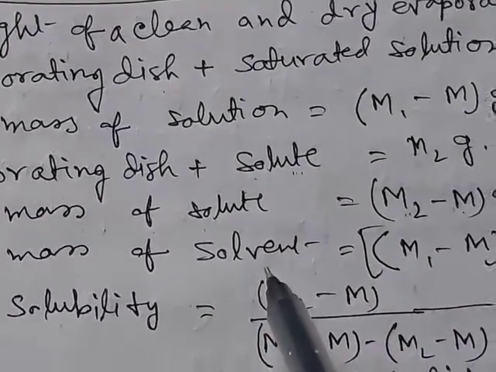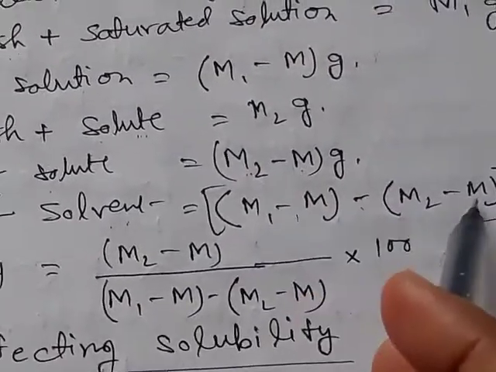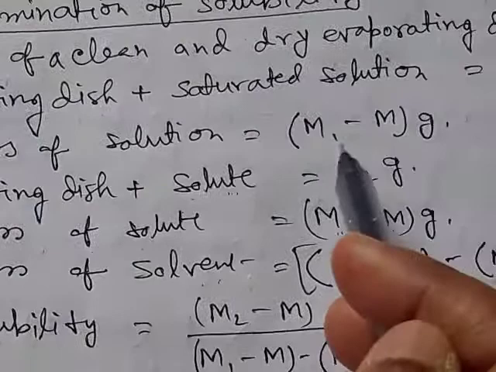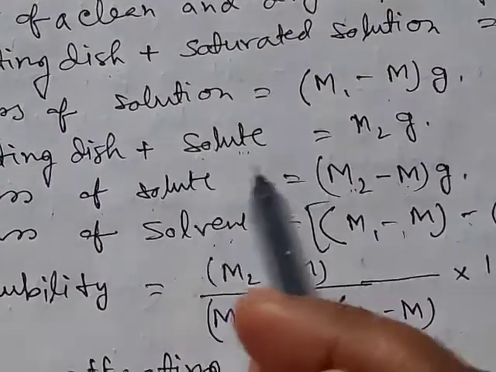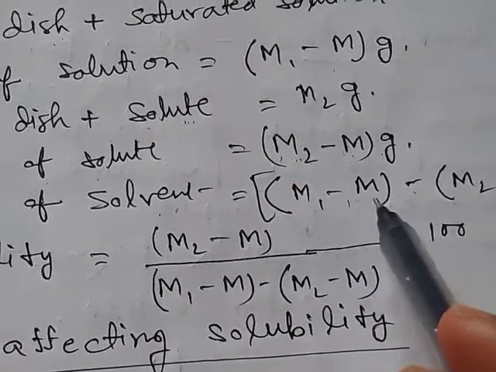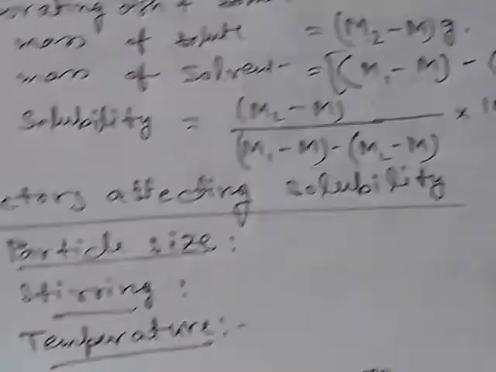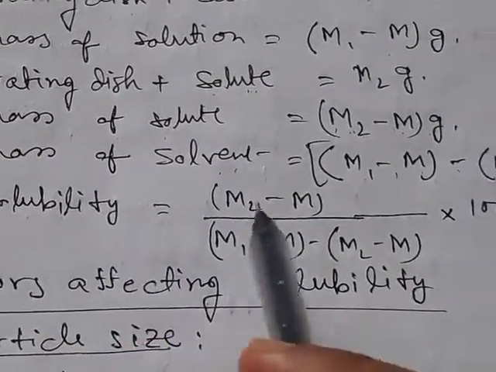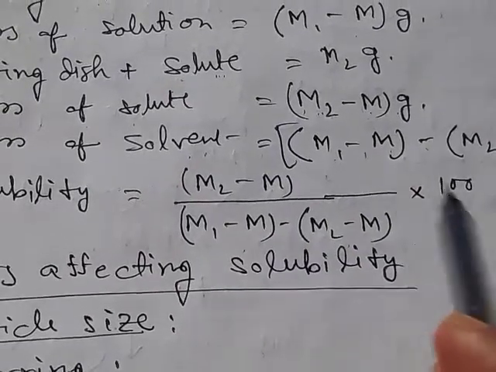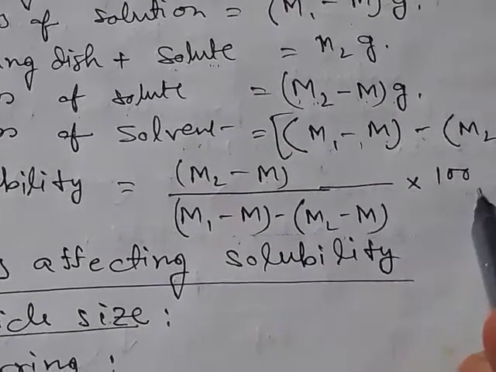So what is the mass of solvent? That is the mass of the solution minus the mass of solute. The mass of the solution is m1 minus m gram and the mass of solute is m2 minus m gram. So the mass of solvent is m1 minus m2 gram. So solubility is equal to, we know, mass of solute divided by mass of solvent into 100. This is the mass of solute and this is the mass of solvent into 100.